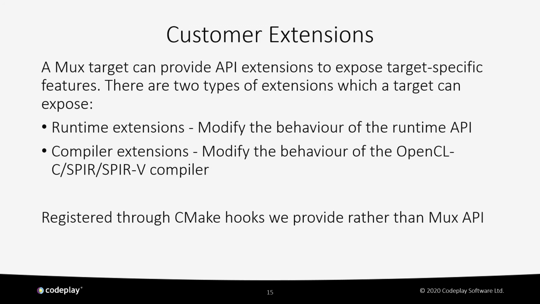So we've got runtime extensions, which modify the behavior of the runtime API. So that could be for allocating memory or freeing it or mapping it. And the compiler extensions could be for a primitive data type that you want to express, or for a new address space to represent that memory. That's an example.